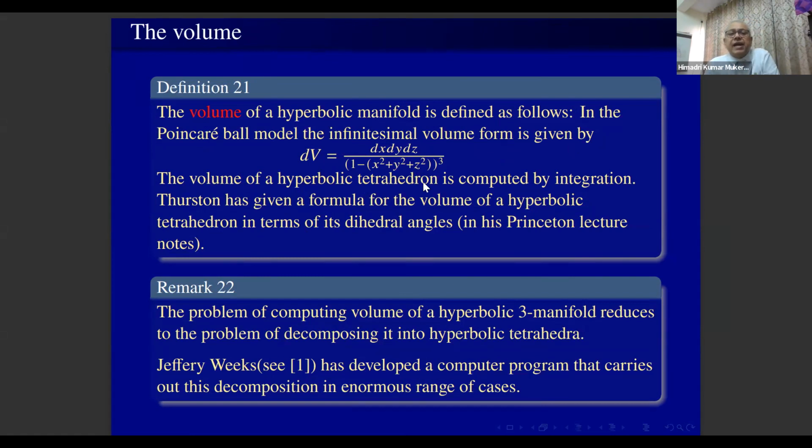The volume of a hyperbolic tetrahedron, because by Mostow, a hyperbolic three manifold can be constructed by identifying hyperbolic tetrahedra in a suitable manner. So the volume of a hyperbolic tetrahedron is computed by integration. Thurston has given a formula for the volume of a hyperbolic tetrahedron in terms of its dihedral angles in his Princeton notes, which Ashish has referred to. The problem of computing the volume of a hyperbolic three manifold reduces to the problem of decomposing it into hyperbolic tetrahedra.